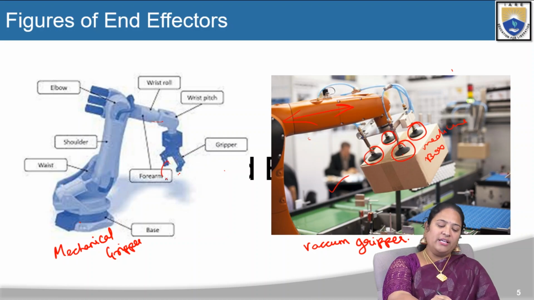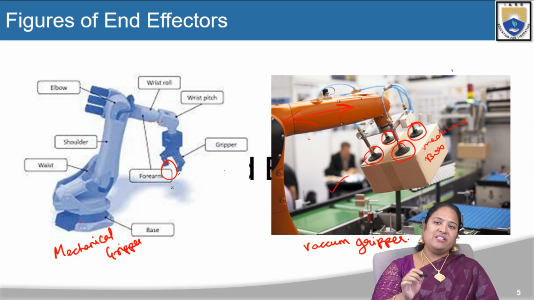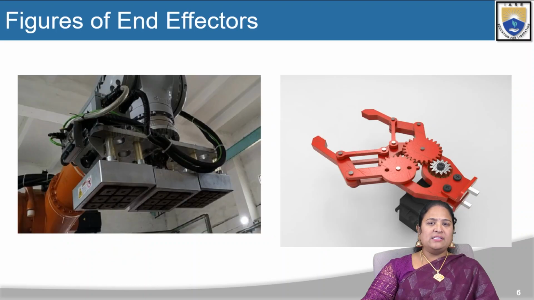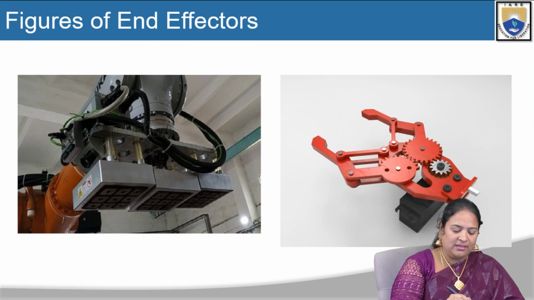Here we are holding the device. The device is held with the help of the gripper, like what in humans we call fingers. It is held and placed at some other place. In the same way, next coming to the magnetic gripper.